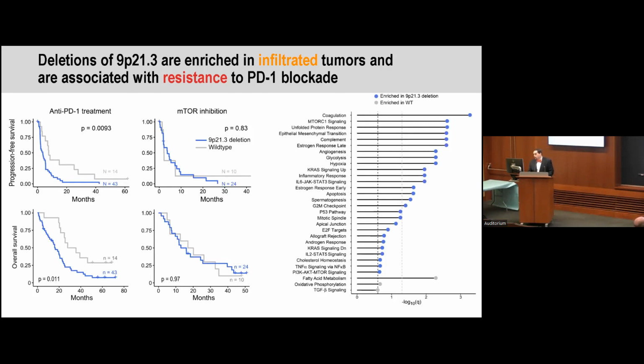There's certainly more angiogenesis and hypoxia in those tumors. There's definitely more increased mTOR signaling. And so there are at least some initial hints as to how these might be associated, but there's a lot of mechanistic work that still needs to be done.